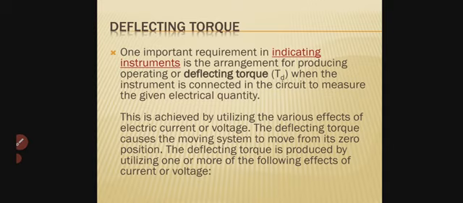How is the electrical quantity measured with the help of the deflecting torque? This is achieved by utilizing the various effects of electric current or voltage. The deflecting torque causes the moving system to move from its zero position, and the deflecting torque is produced by utilizing one or more of the following effects of current and voltage.